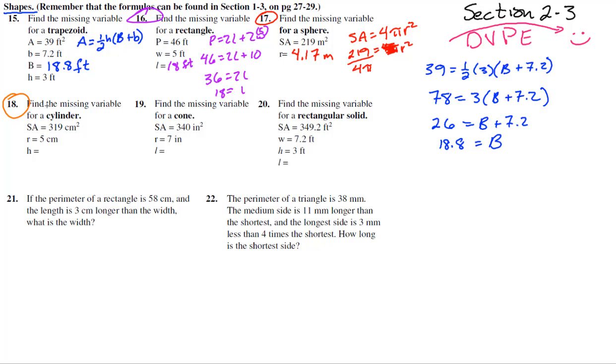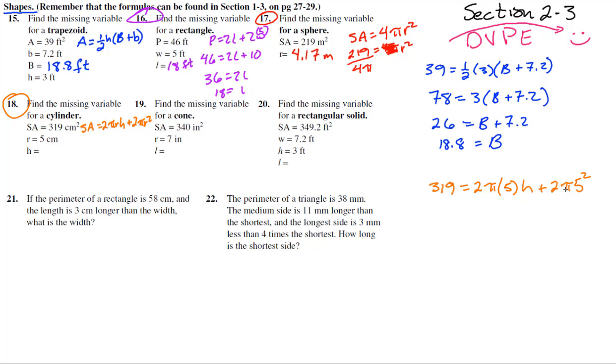All right, let's try that next one. We'll use this color on this one. Find the missing variable for a cylinder. So a cylinder, we have surface area. We might not have enough room in here. Remember the surface area, it's 2 pi RH, that's the lateral surface area, plus the pi r squared from the bottom and the top. So there's our formula. Okay, let's move over here and stick all the numbers in. We get 319 equals 2 times pi times the radius, which is 5, times the height, which we don't know, plus 2 times pi times the radius squared.